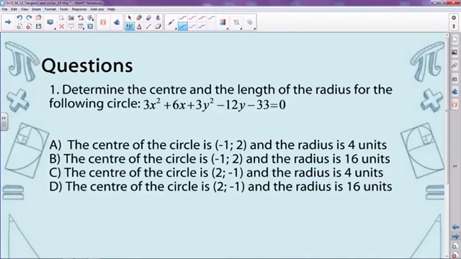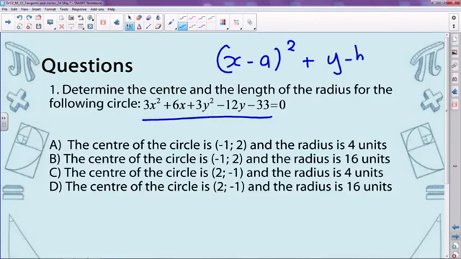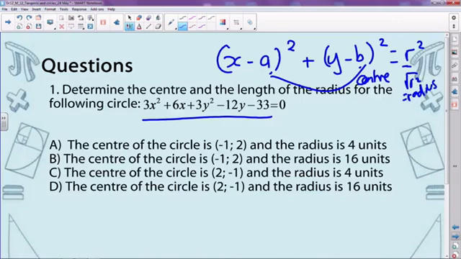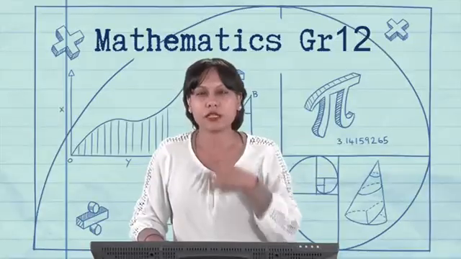Remember, the easiest way to do this is going to be to write it in the form of x minus a squared plus y minus b squared is equal to r squared, where a and b are the coordinates of the center of the circle, and r, if you take the square root of r squared, that is obviously going to give you the radius of the circle. Okay, so I'm going to give you guys 3 minutes to have a look at this and to take this question down. Let's see how far you get.